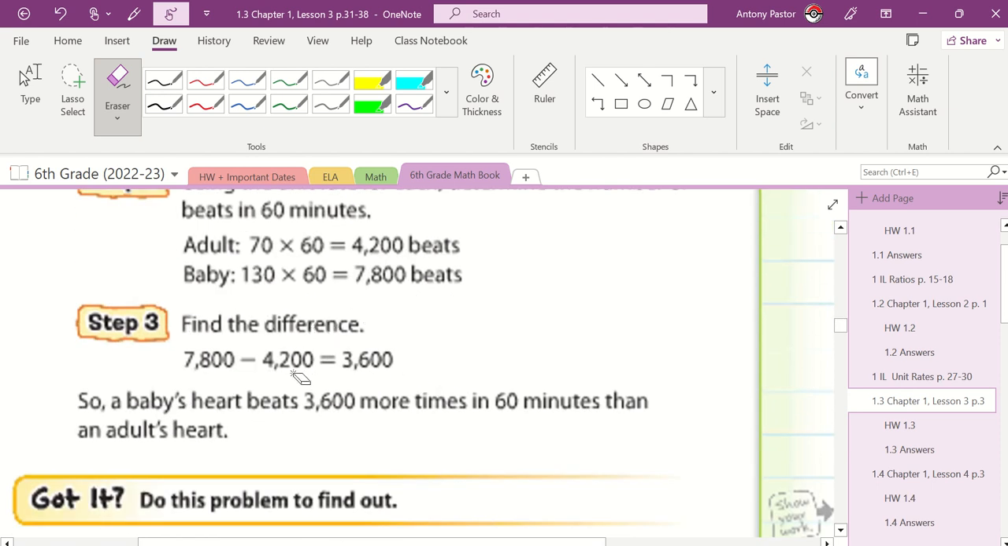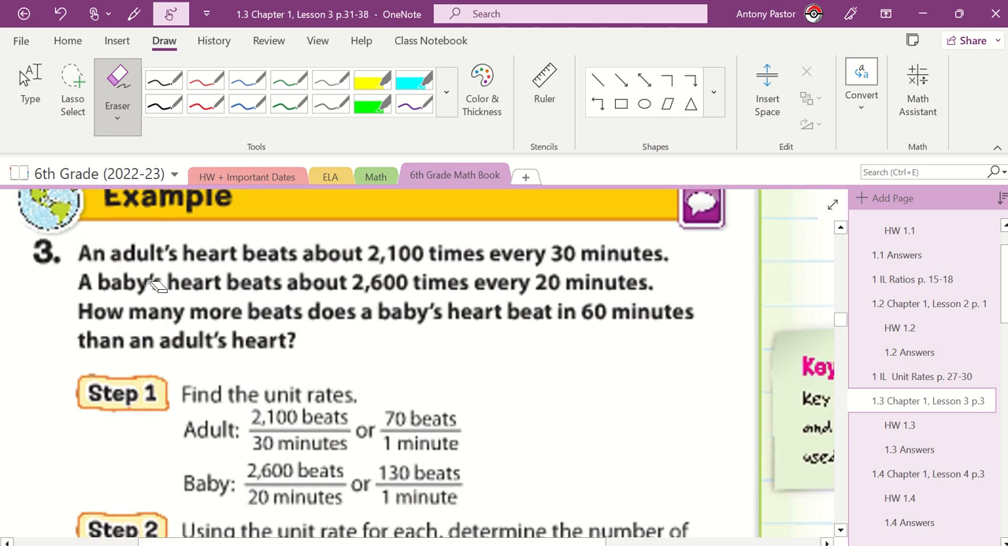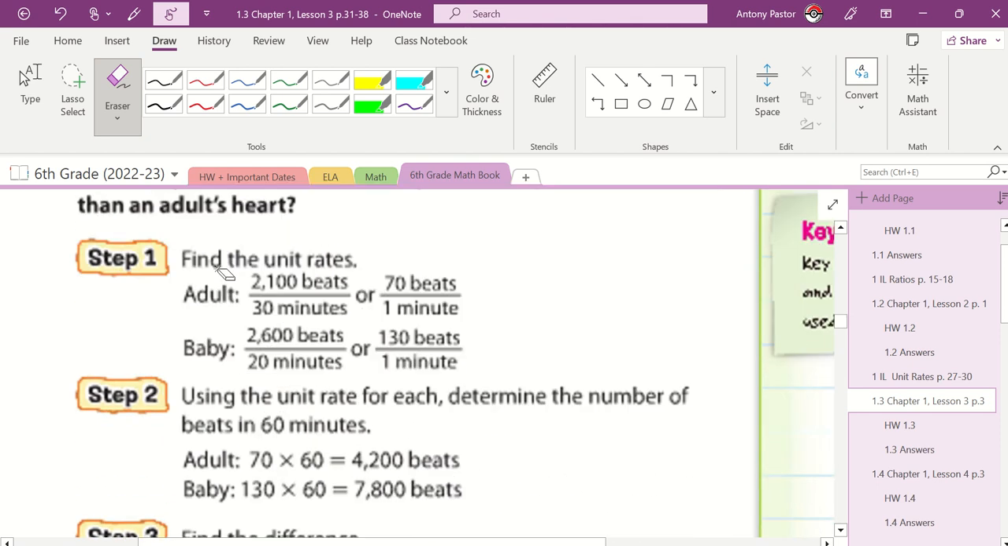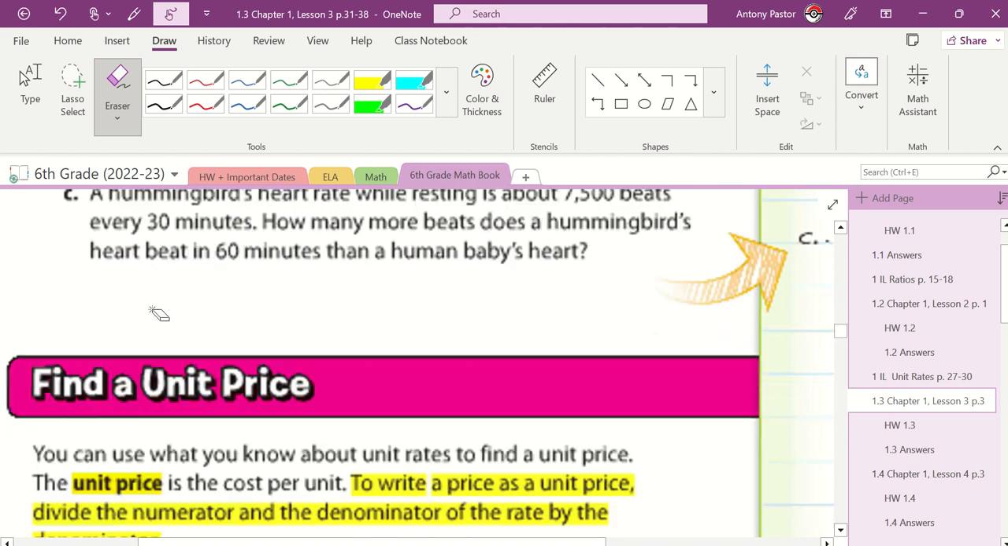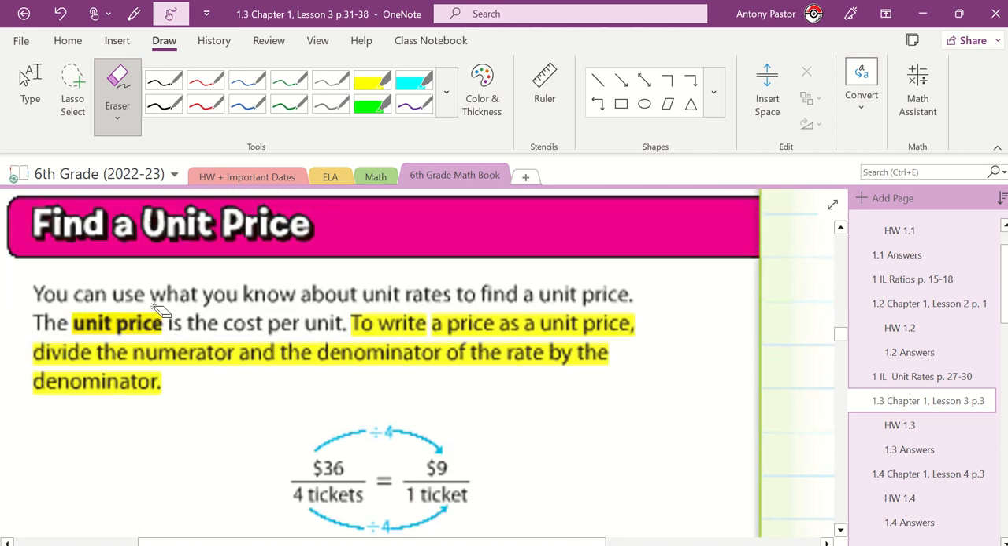Find the difference. So I'm going to take that 7,800 beats per hour minus the 4,200 beats per hour. I know I probably said per minute up here, per hour. So a baby's heart beats 3,600 more times in 60 minutes than an adult's heart. We're going to deal with more of these multiple step ones later. And we're going to go ahead and skip this one, and we're going to talk about unit price right now.